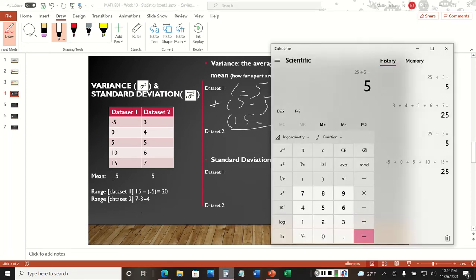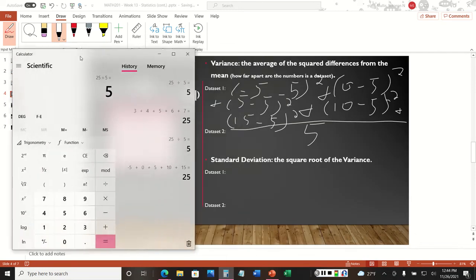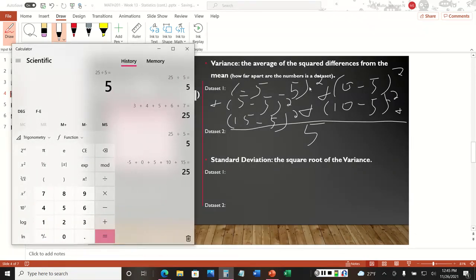Let me open up the calculator. And the reason we square that is to make that number positive. All right, so we have -5 minus 5 equals -10. But once you square that, so you multiply it by itself, it's a positive. It's actually going to be a positive 100.